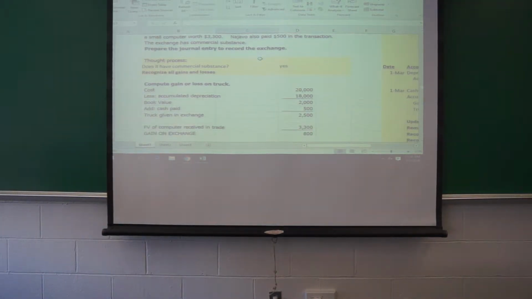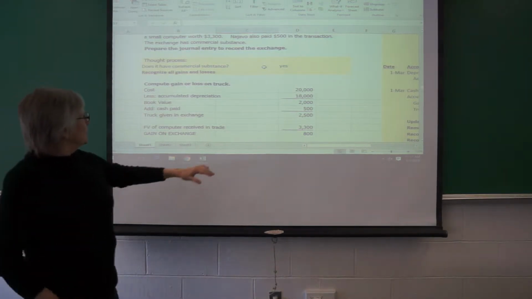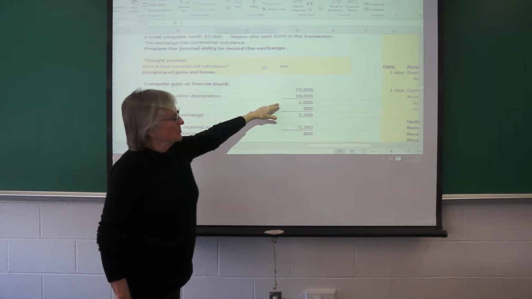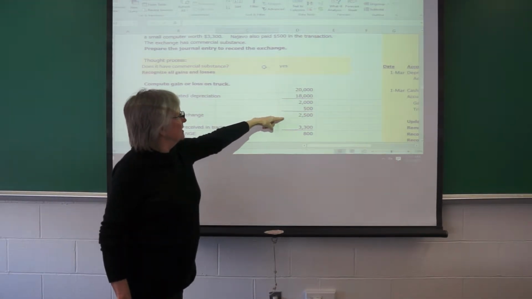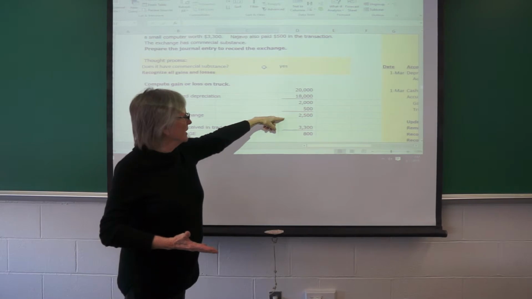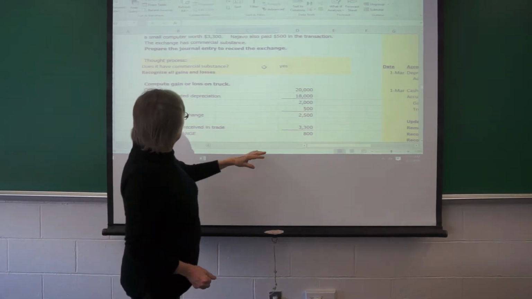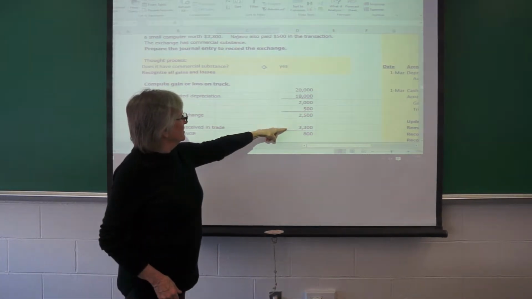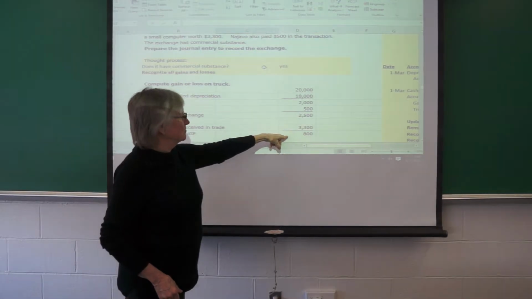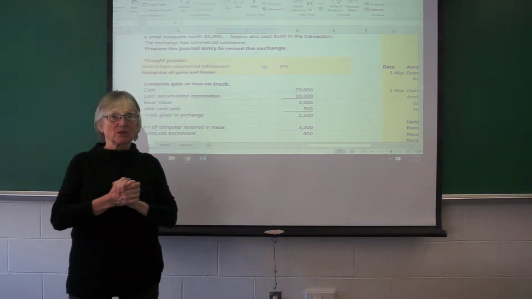So if we go down here a little further, we will see we have a gain on this exchange of $800. So you want to get to the book value of what you're giving up, plus any cash paid, which gives you the total of what you're giving up. That makes sense. And then the fair value of what you're receiving is the 3,300. So you've made an $800 gain.